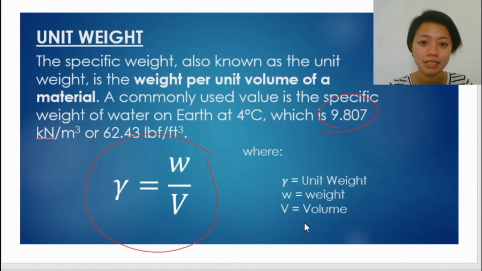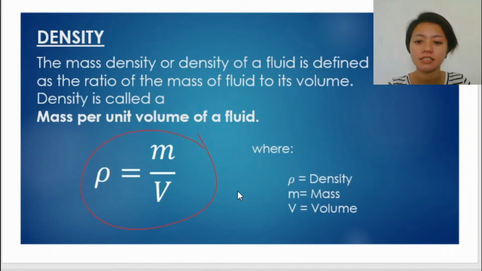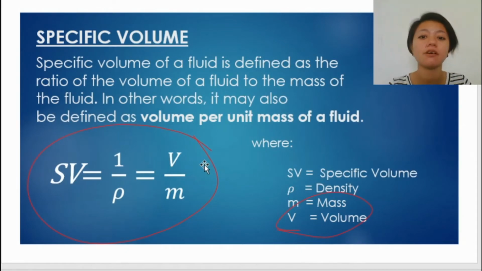So quick recap, we have density, mass per unit volume of a fluid. Then next, specific volume, volume per unit mass of a fluid. Density is the reciprocal of specific volume, and specific volume is the reciprocal of density. So their formulas can be interchanged; just memorize one of them and you won't get lost.